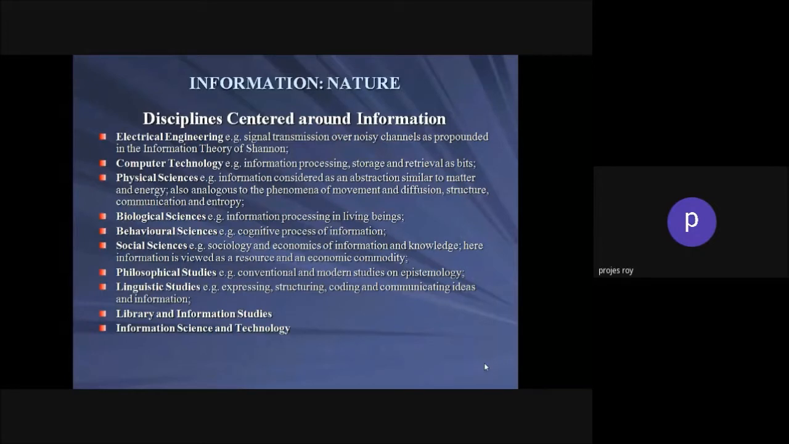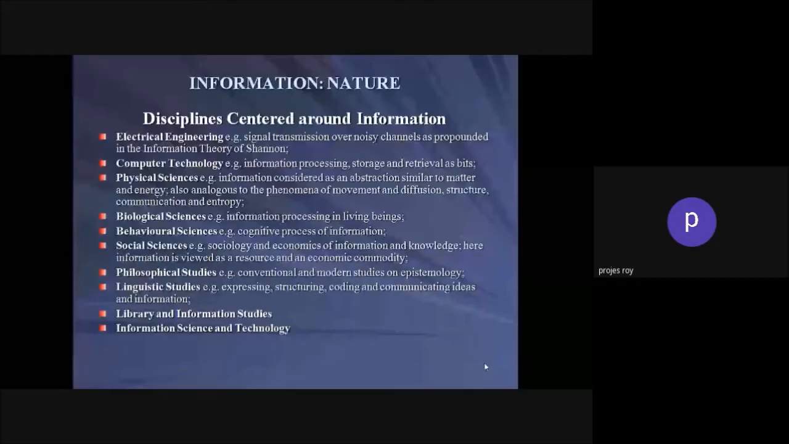In biological science, it's also taught as information processing in living beings. Behavioral science covers cognitive processes of information. In social science, you will see sociology and economics of information and knowledge. Here, information is used as a resource and an economic commodity. Philosophical studies cover conventional and modern studies on epistemology. Linguistic study expresses structure, coding, and communicating ideas and information.